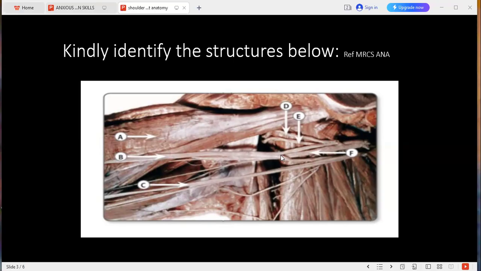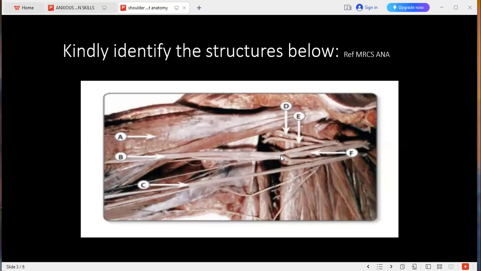From the lateral cord, it gives musculocutaneous nerve, lateral pectoral nerve and lateral root of median nerve. From the posterior cord, it gives upper and lower subscapular nerve, nerve to the latissimus dorsi, axillary nerve and radial nerve. From the medial cord, it gives medial pectoral nerve, medial cutaneous nerve of arm, medial cutaneous nerve of forearm, and ulnar nerve.